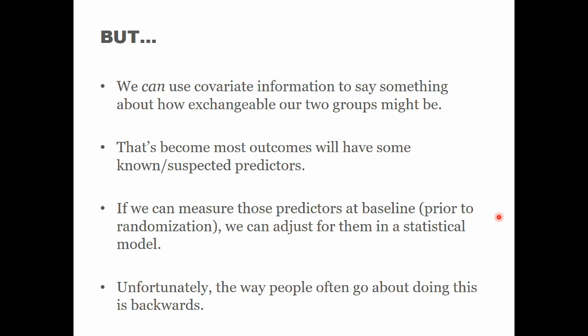Now, that said, we can use covariate information to say something about how exchangeable those groups might be, because if we have an outcome measured in the future, that outcome will be able to be predicted by some set of predictors. Things have other causes and influences that don't have anything to do with our trial necessarily, but that we can collect. So if we can measure those strong predictors at baseline before we randomize people, and this is very important, then later on we can adjust for them in our statistical models. Unfortunately, that's not really the way that people go around doing this, and they tend to take a quite backwards and counterproductive approach that we'll describe now.